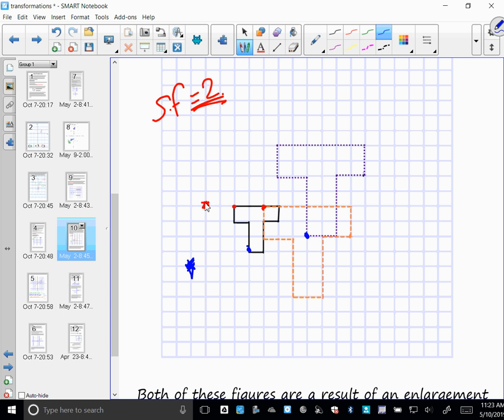So then you draw that point, and then you say, right, I would have gone across 1, so I'm going to go across 2. I would have gone up 2, I'm going to go up 4. Okay, and so this shape is now twice the size of this one, but it's in the correct location.